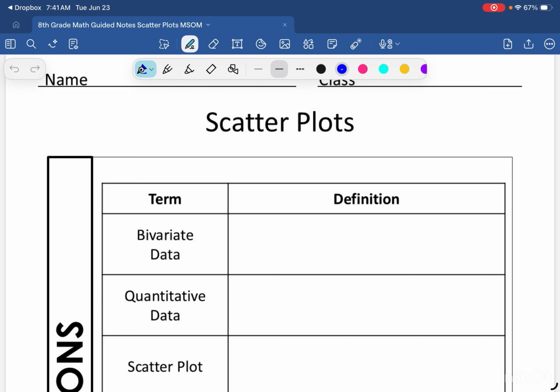To get started, we're going to start with some definitions. We are just going to define the first two vocabulary terms, and then we will go back to the rest of the terms after we complete the notes. Bivariate data is data for two variables. Quantitative data are variables that can be measured numerically, for example, age, height, weight, speed, distance.